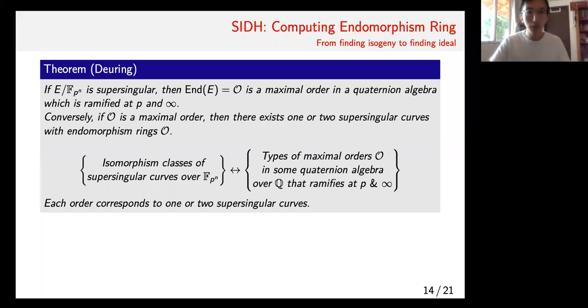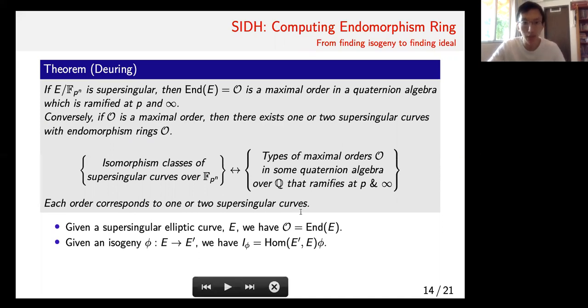Conversely, if you have a maximal order, then there exist one or two supersingular curves with endomorphism ring O. So you actually have this bijection, or not really a bijection now, it's a 1 to 2 map. And what's more, you have something even stronger: an equivalence of categories. When I say equivalence of categories, I mean that your objects will be isomorphism classes of curves, your morphisms will be isogenies. And on the other side, we have maximal orders as objects, and your morphisms will be something known as connecting ideals. So that will be ideals on maximal orders.